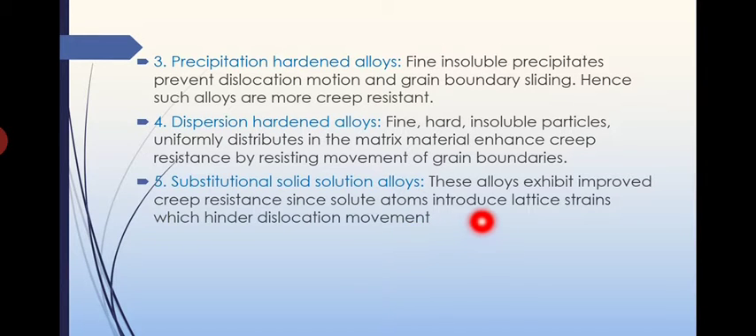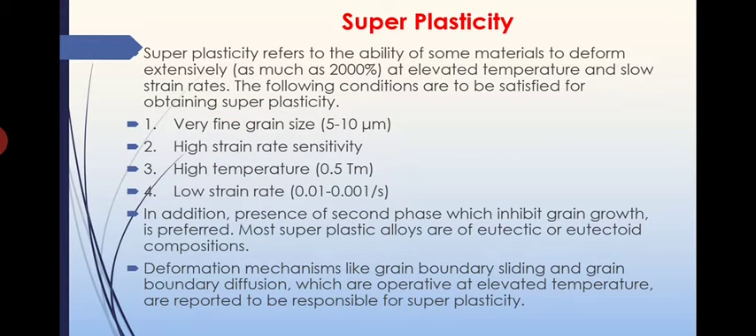Okay, here because of the introduction of the substitutional atom, what happens is in the parent metal some strains are introduced wherever the substitutional atoms are added. So this strain field developed will restrict the motion of the dislocation. So once the dislocation motion is restricted, that means deformation is restricted. See, if deformation is there, then only creep will take place. Okay. Now coming to the last topic, that is superplasticity.